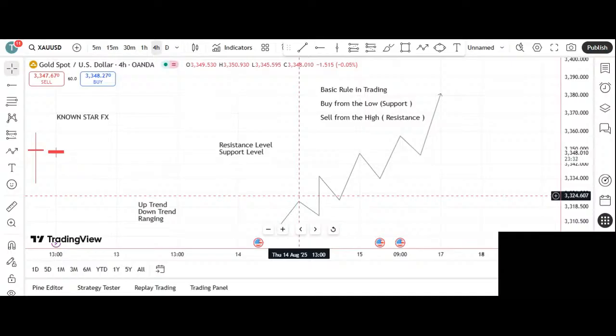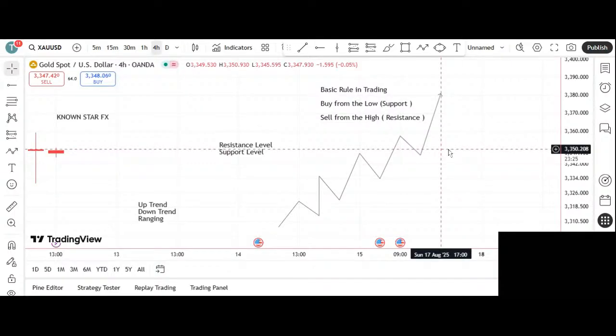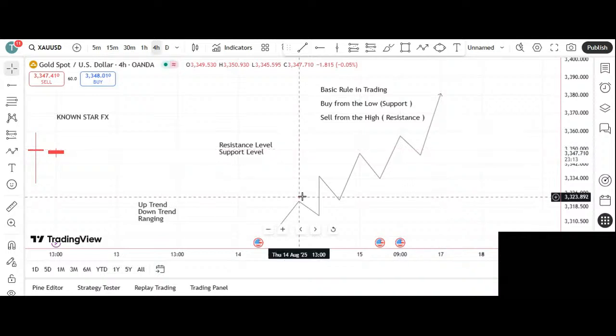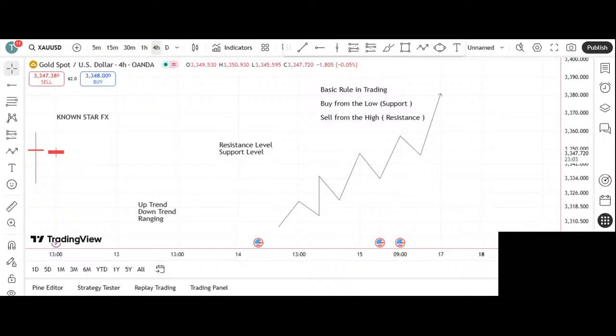Now the supply level is the resistance. Just like I told you, the resistance level is also known as the supply level. That is where the sellers start selling their positions, selling whatever they have. And the support level is where you start buying. You buy at the support and you sell at the resistance. Do you understand this better now? You buy at the support and you sell at the resistance.